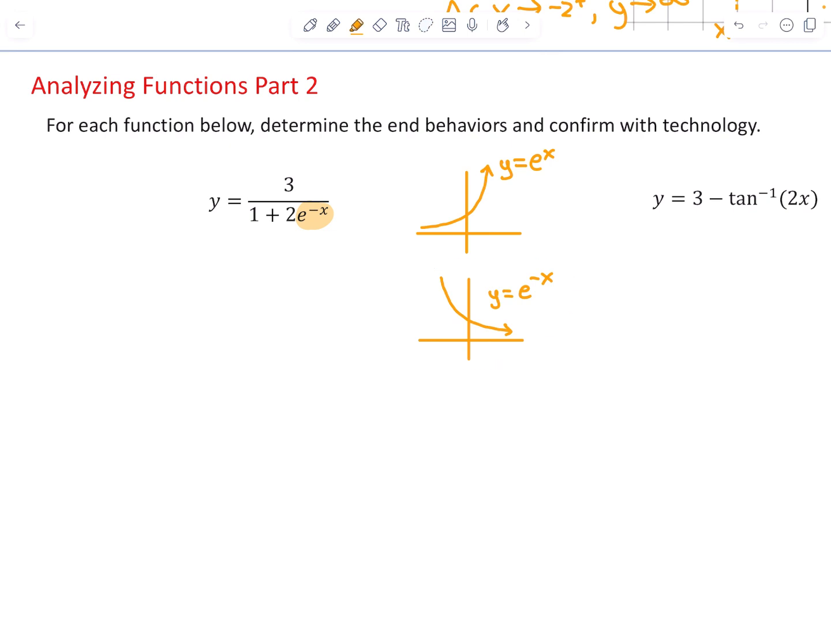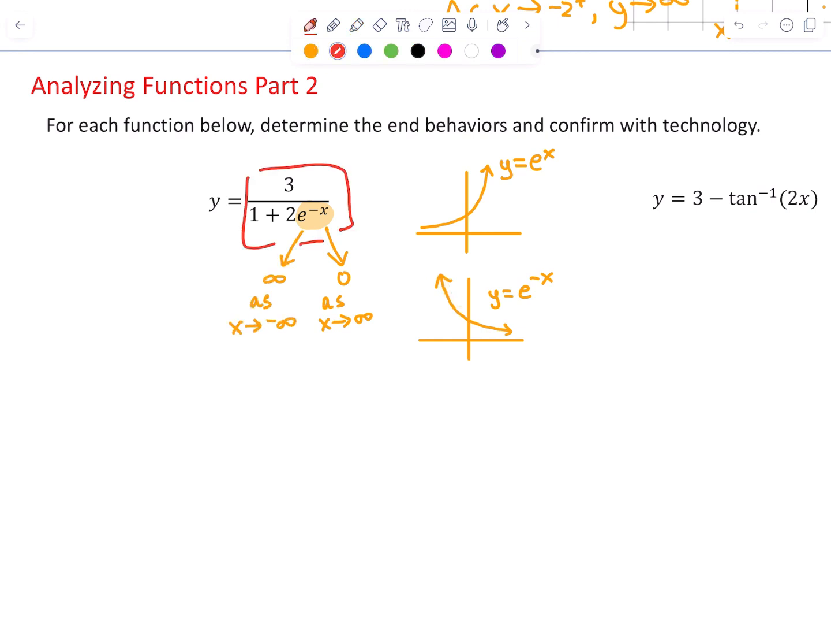Focus on this graph. As x goes to infinity, these y-coordinates shrink to 0. So this portion of our function, y approaches 0 as x goes to infinity. But in the other direction, the y-coordinates go up to positive infinity as the x-coordinates go to negative infinity. So now we want to focus on what this overall fraction is doing.